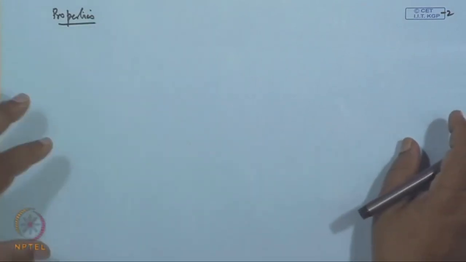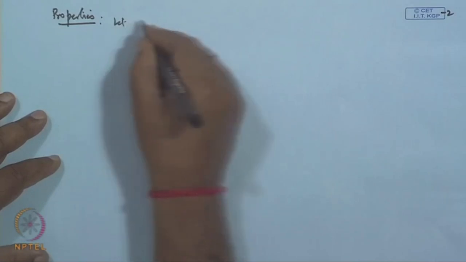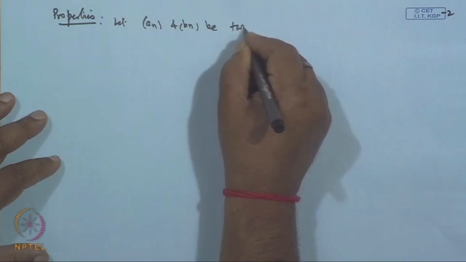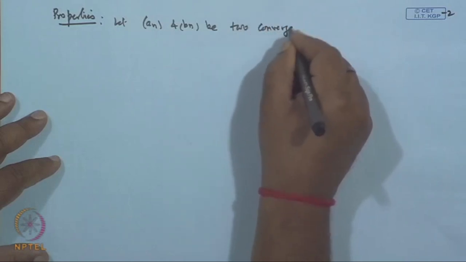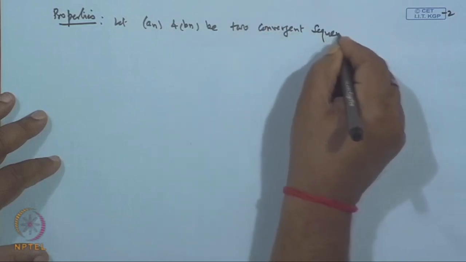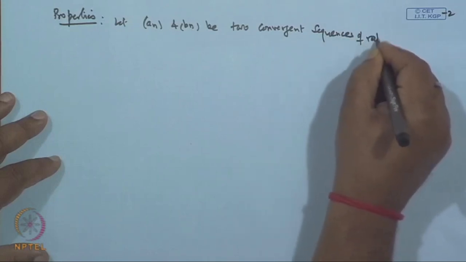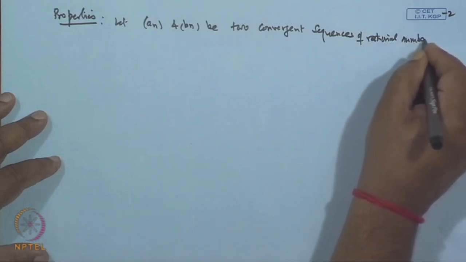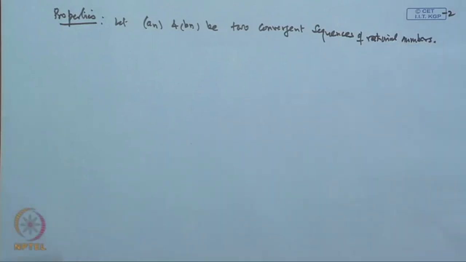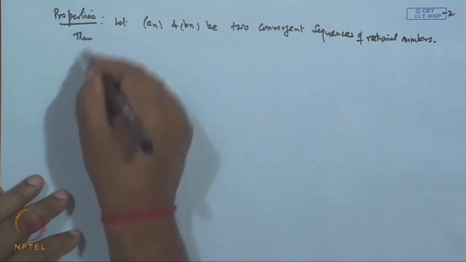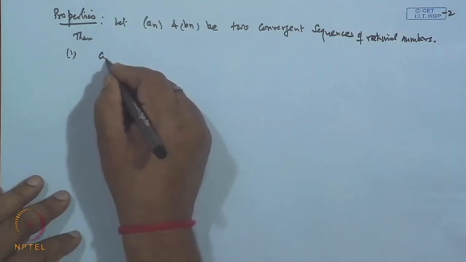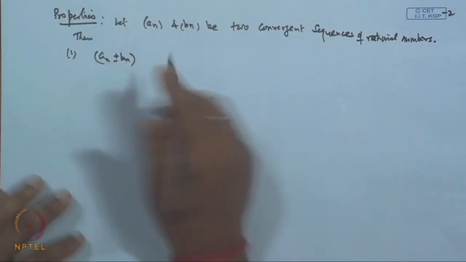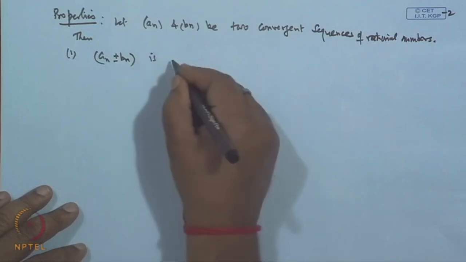The addition, multiplication and subtraction. Let a_n and b_n be two convergent sequences of rational numbers. Then, one, a_n plus or minus b_n, this new sequence, the addition or subtraction of the two sequences, is also convergent.